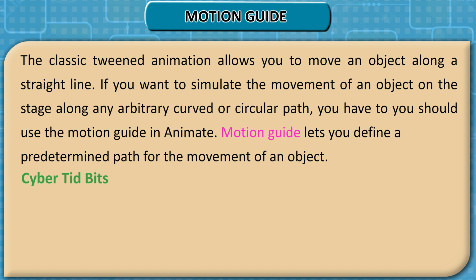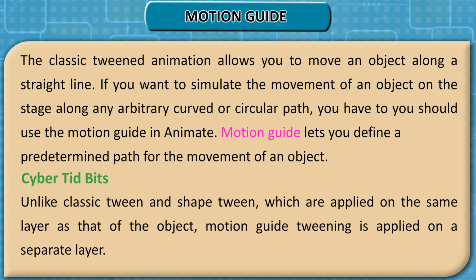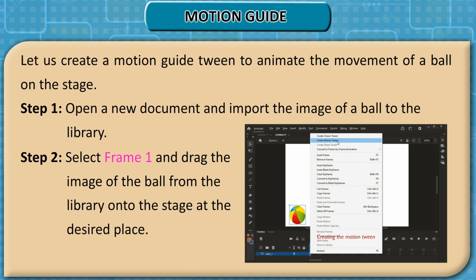Cyber tidbits. Unlike classic tween and shape tween, which are applied on the same layer as that of the object, motion guide tweening is applied on a separate layer. Let us create a motion guide tween to animate the movement of a ball on the stage.